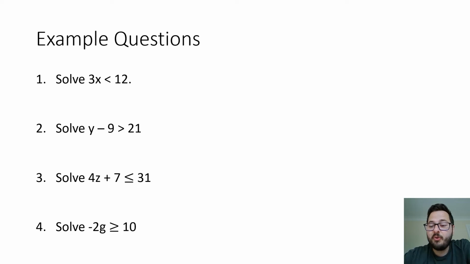So here are a few questions to have a go at. Feel free to pause the video and try them yourself. Otherwise, we shall do them together. Okay, so let's have a look at the first one. We've got 3x is less than 12. So what we do normally when solving this, we want to divide by 3. And that's not going to affect our inequality at all. So this is just going to be x is less than, well, 12 divided by 3 is 4.